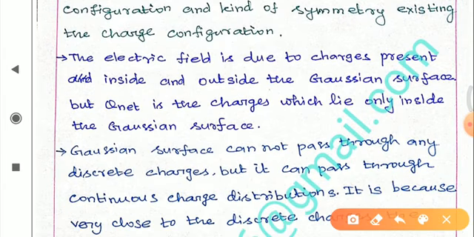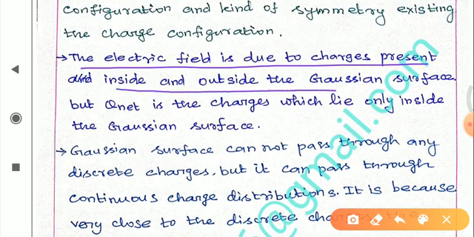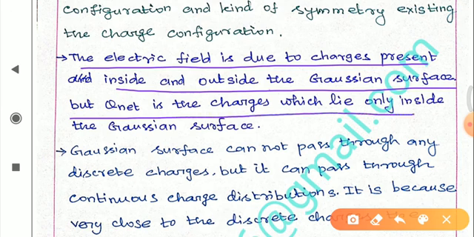The electric field is due to the charges present inside and outside the Gaussian surface, but Q net is the charges which lie only inside the Gaussian surface. What is the meaning of that? Electric field is due to the charges present inside and outside the Gaussian surface. So the electric field may be calculated by the charges located inside the closed surface or outside the closed surface, that means the Gaussian surface.